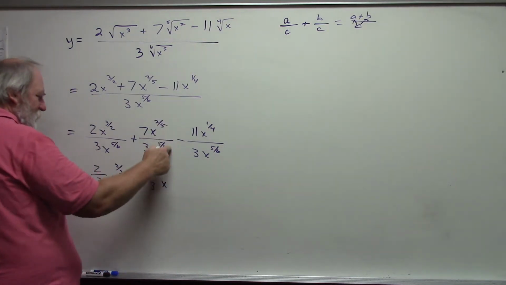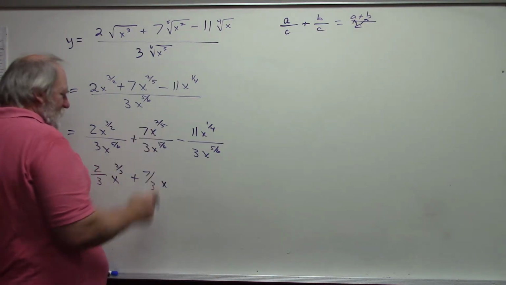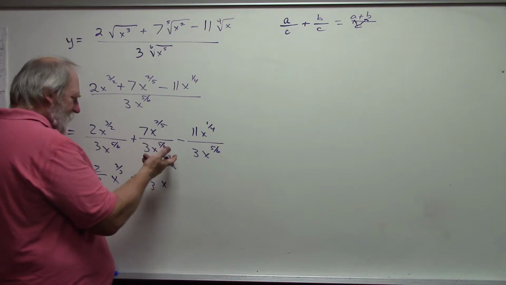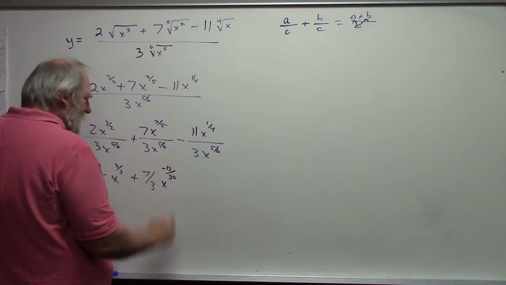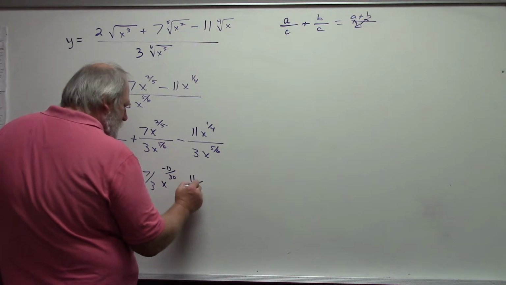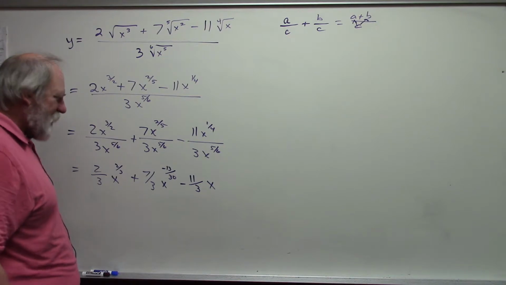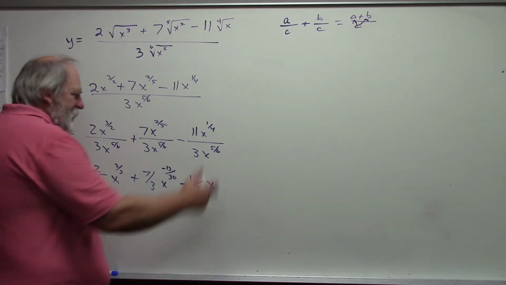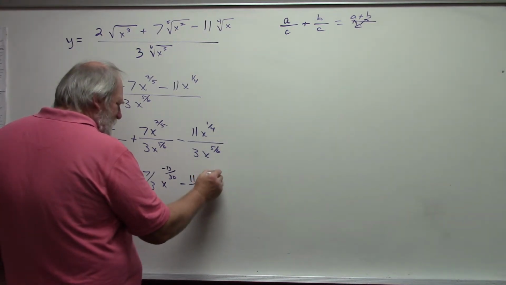x to the 2 fifths minus 5 sixths. I need a common denominator of 30. This is 12 thirtieths minus 25 thirtieths, which is negative 13 thirtieths. And check that. 12, 25, yes. And my final term is negative 11 thirds x to the, again, my least common denominator is 12. This is 3/12, this is 10/12, and so that gives me negative 7/12.